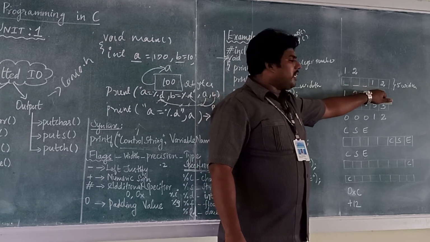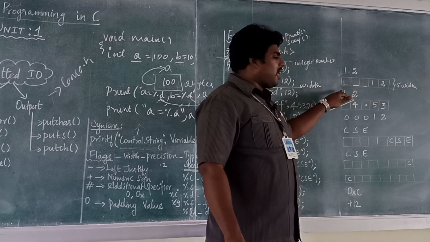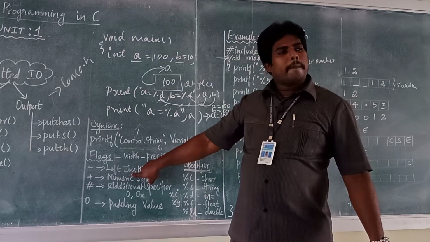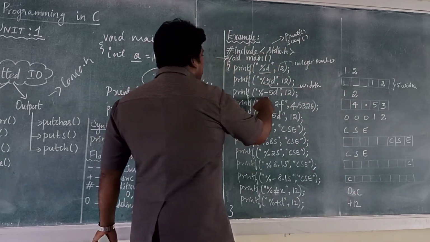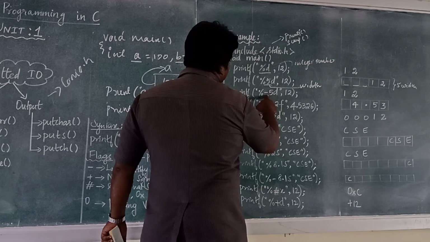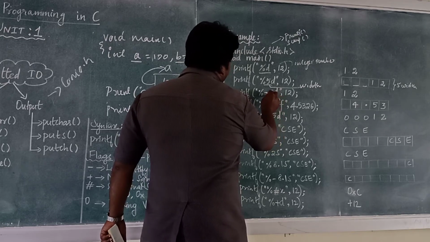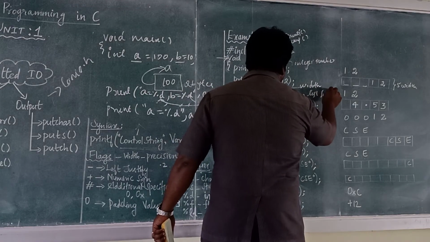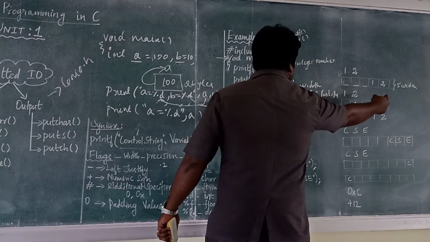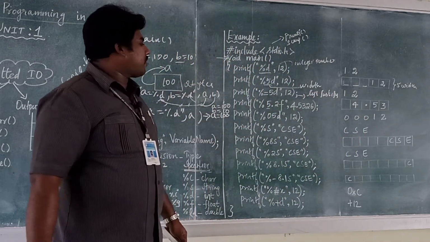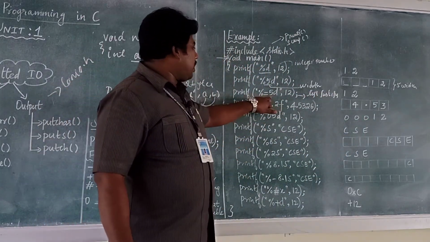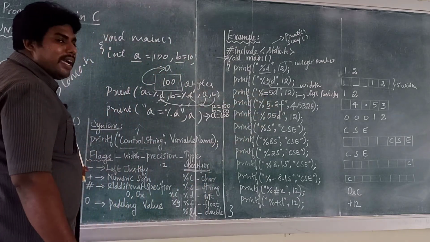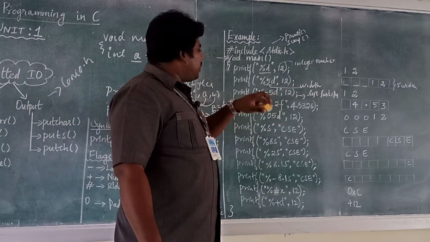Now, if you want to bring these values to the left side, we can use left justify. What is left justify here? The minus symbol. So I am using a minus symbol here: percentage minus 5d. What is this minus? Left justify. So what will happen? It will bring the 12 to the left side, even though your width is 5, because you are giving the left justify. Minus is the flag, then 5 is the width.